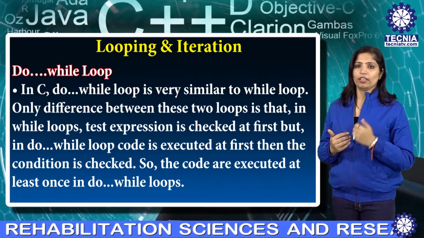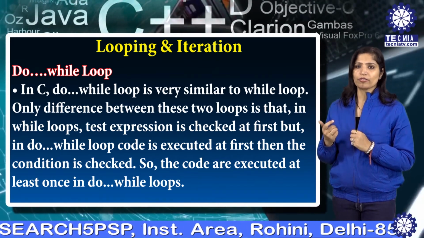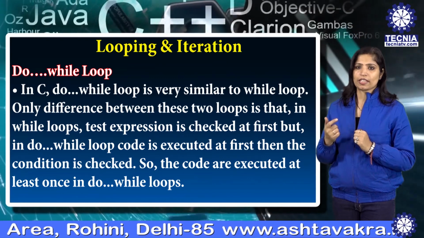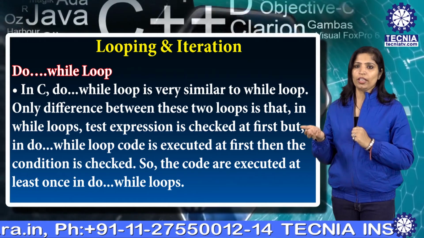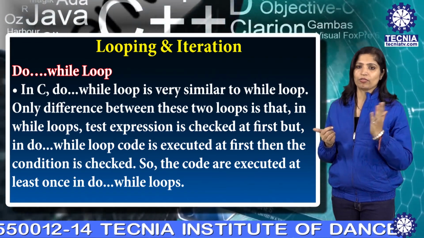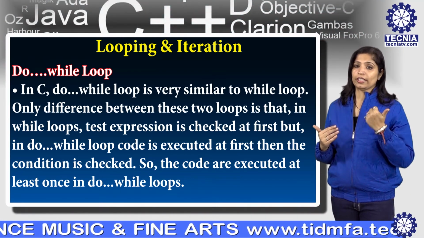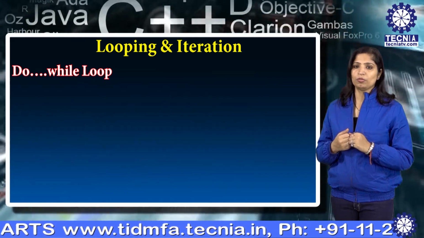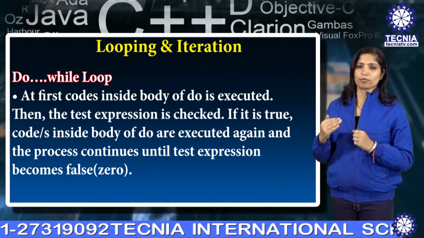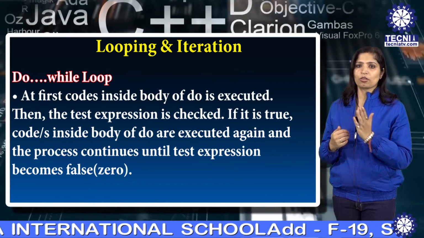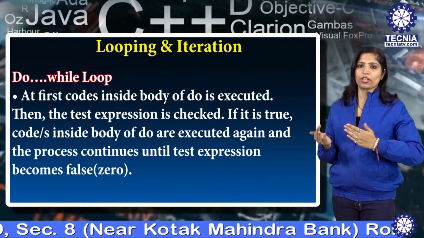Next is do while. In C, the do while loop is very similar to the while loop. The only difference between these two loops is that in the while loop the test expression is checked first, but in the do while loop the code is executed first and then the condition is checked. So, the code is executed at least once in the do while loop. At first the code inside the body of do is executed, then the test expression is checked. If it is true, the code inside the body of do is executed again and the process continues until the test expression becomes false.